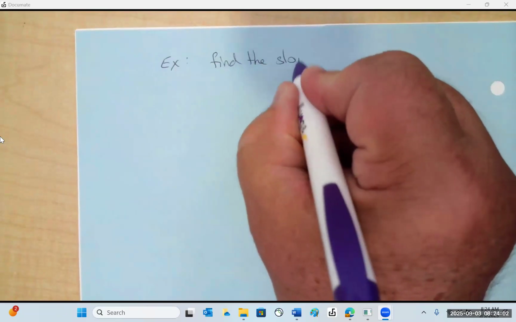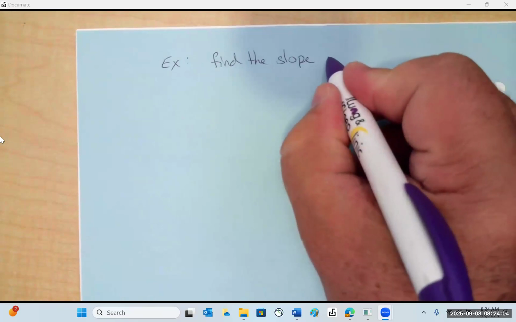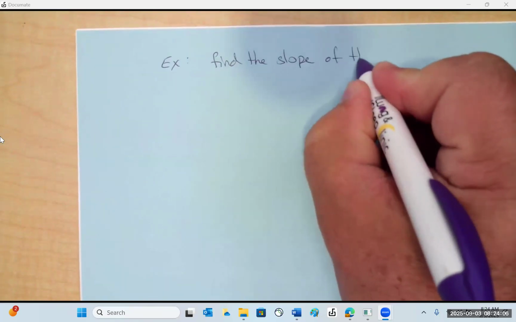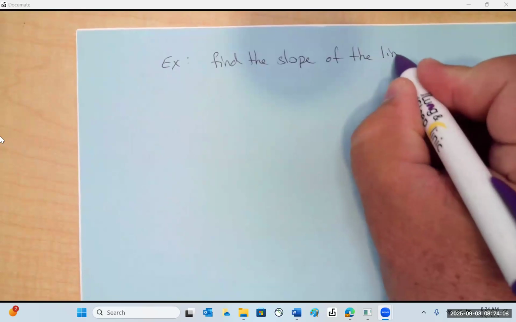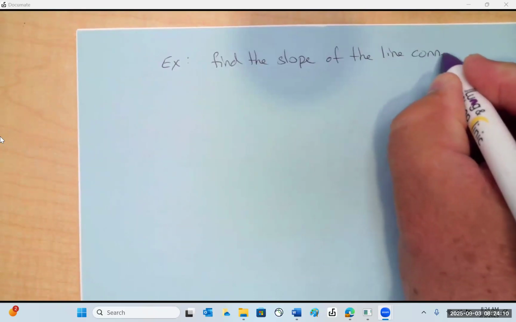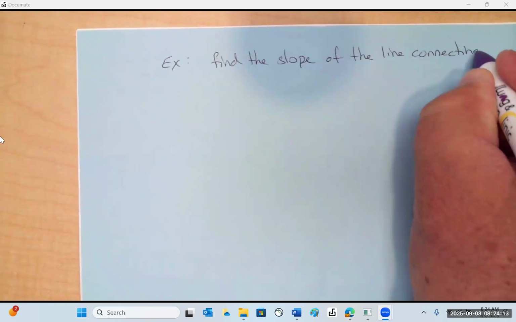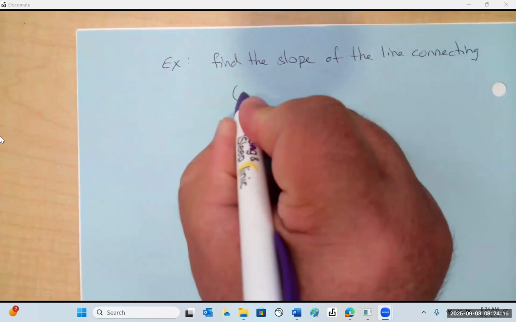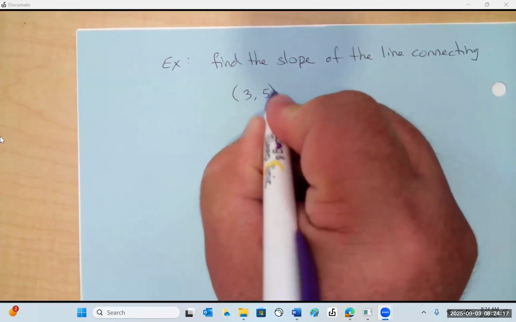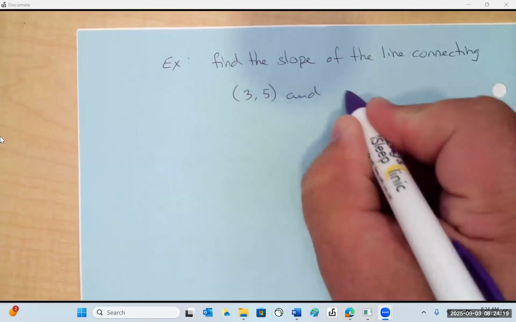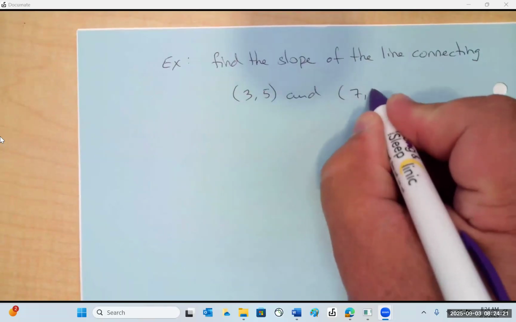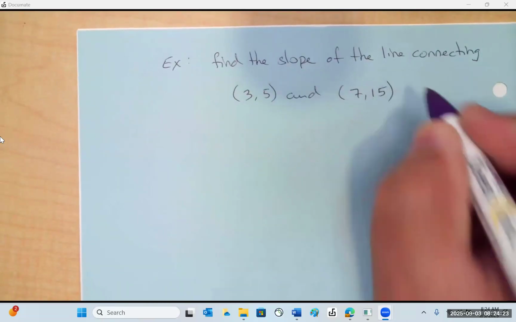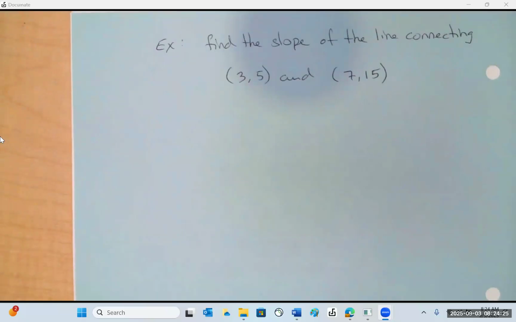Find the slope of the line connecting (3, 5) and (7, 15).